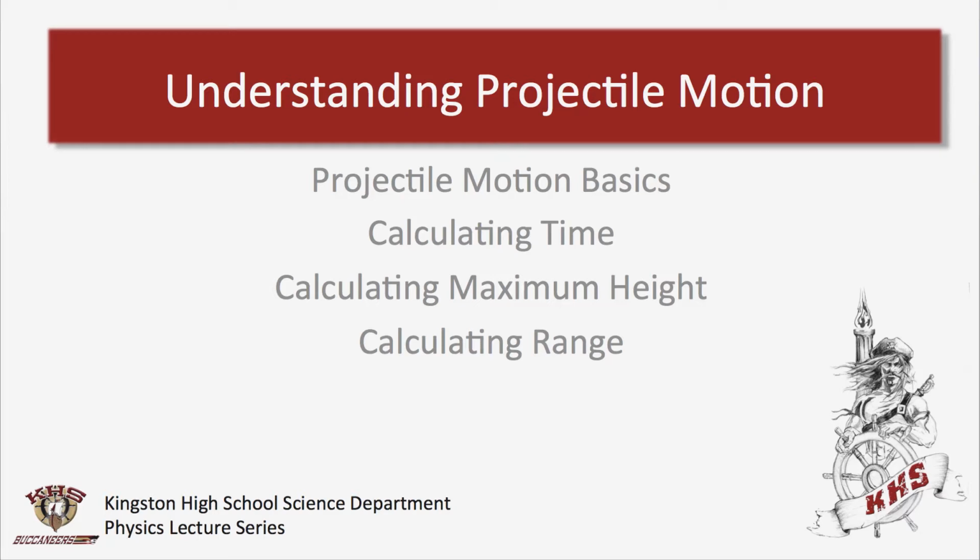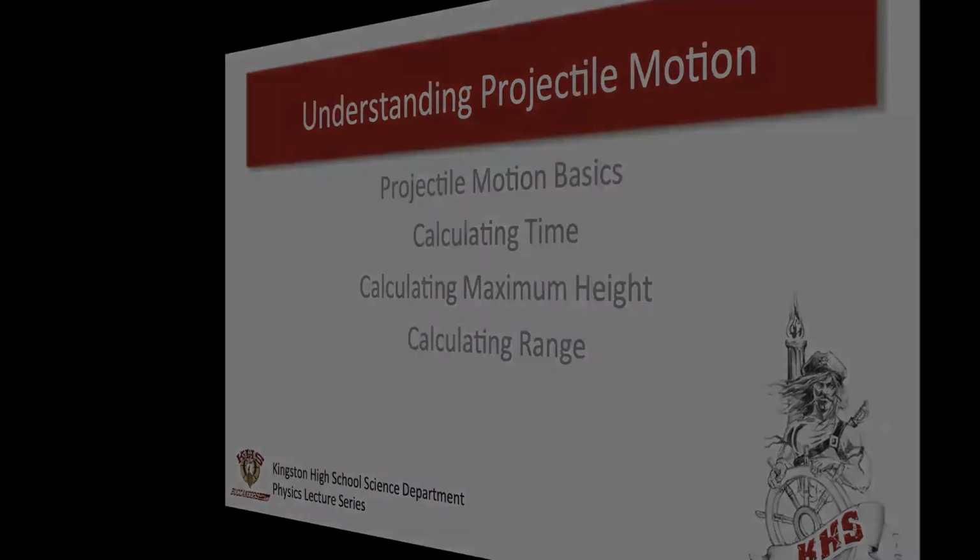Welcome to our discussion today on understanding projectile motion. Today we'll talk about some basics of projectile motion. We'll talk about how to calculate the time it takes for certain things to happen. And we'll find that the time is really the key to everything else. If you know when things are going to happen, it's much easier to find out what's going on at those times. And then we'll find the maximum height, and then we'll figure out how to calculate the range of the object. So let's get started with some basics.